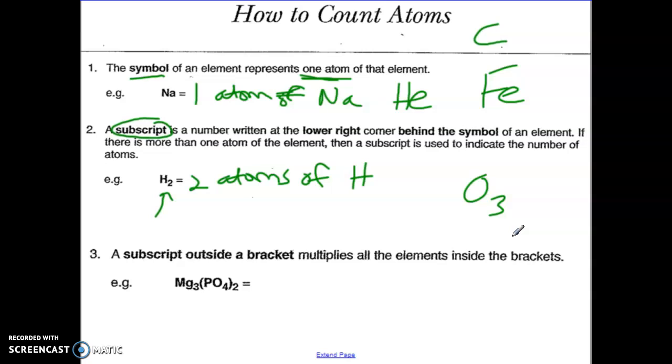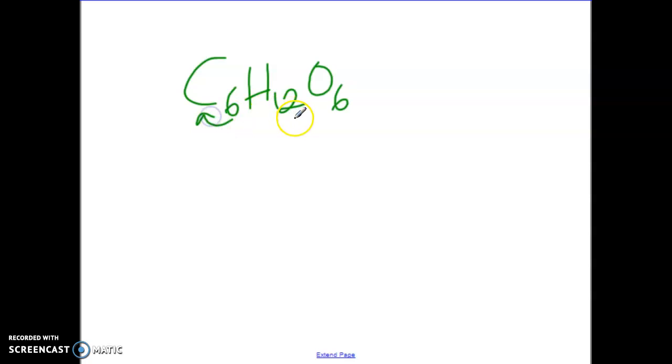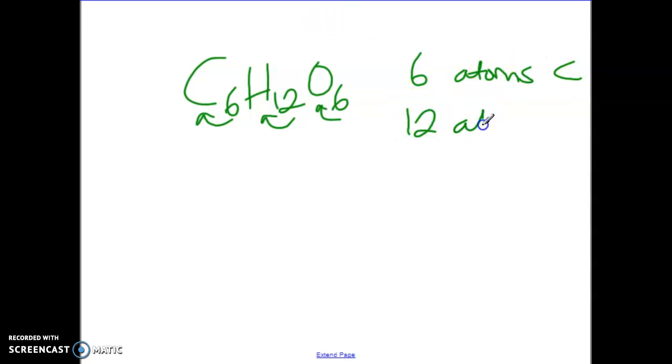So also you can have more than one element together. So for example, if I had C6H12O6, right? The subscript is always for the element that it is on the lower right-hand side of. So this means I have 6 atoms of carbon, I have 12 atoms of hydrogen, and I have 6 atoms of oxygen, right?